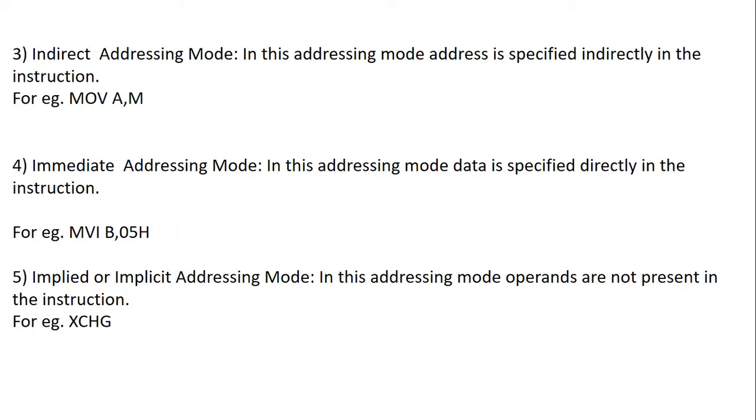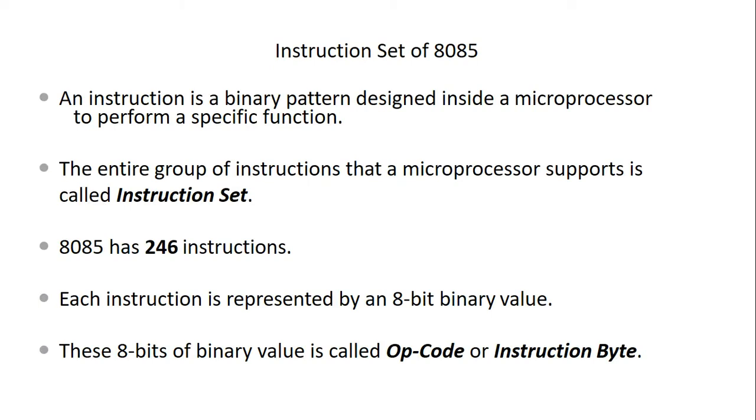After seeing the addressing modes, we will go to the next topic, the instruction set of 8085. Basically, in assembly language programming, different types of instructions are present. We have seen the different addressing modes. The group of instructions in a microprocessor is called the instruction set. 8085 has 246 instructions. Each instruction is represented by an 8-bit binary value, which is called the opcode of that instruction, or the instruction byte.